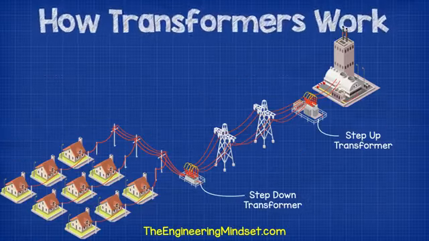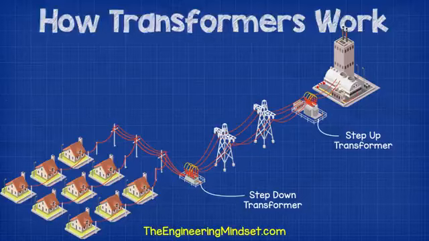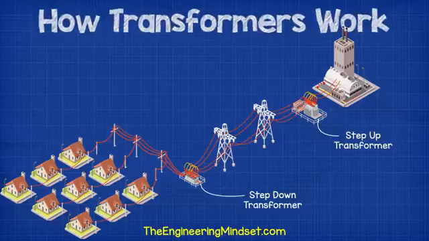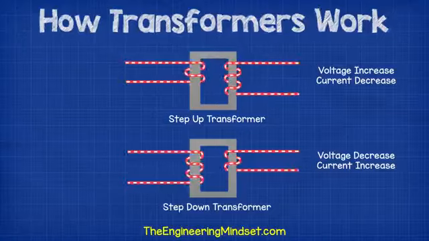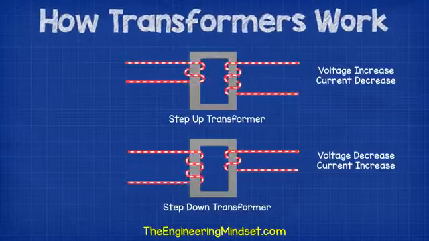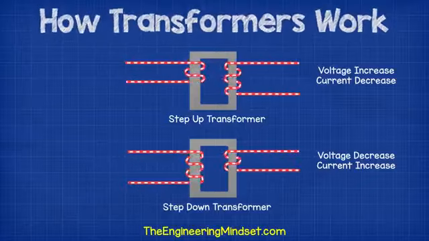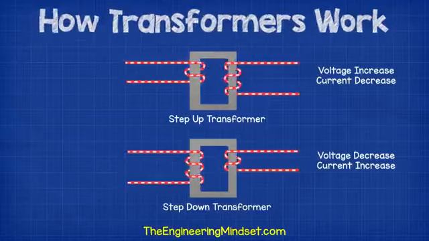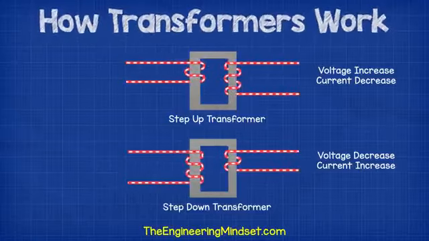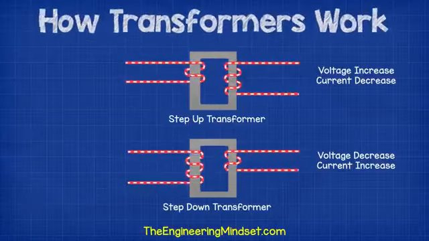Transformers are manufactured to be step up or step down transformers, and these are used to increase or decrease the voltage simply by using a different number of turns within the coil on the secondary side. In a step up transformer, the voltage is increased in the secondary coil, and this will mean that the current will decrease. But don't worry too much right now about why that occurs. We'll look at this in a later electrical engineering video. To increase the voltage in a step up transformer, we just need to add more turns to the coil on the secondary side than the primary side.